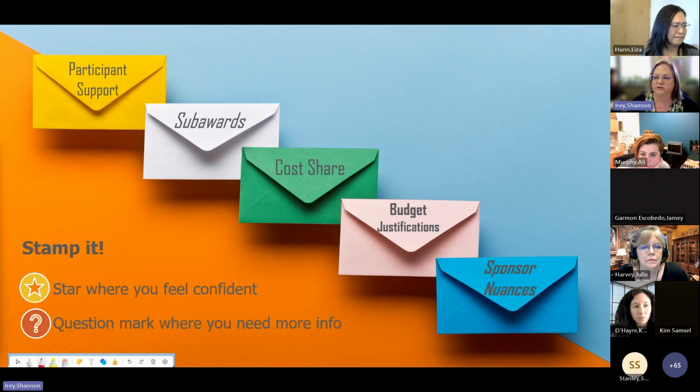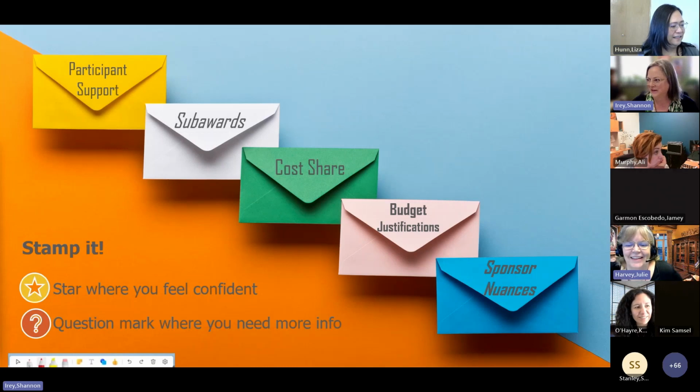I love the one, somebody who put a fire in participant support. I'm not sure if that's you're on fire or the whole category itself is on fire for you. Burn participants. No, kidding. Burn it to the ground.